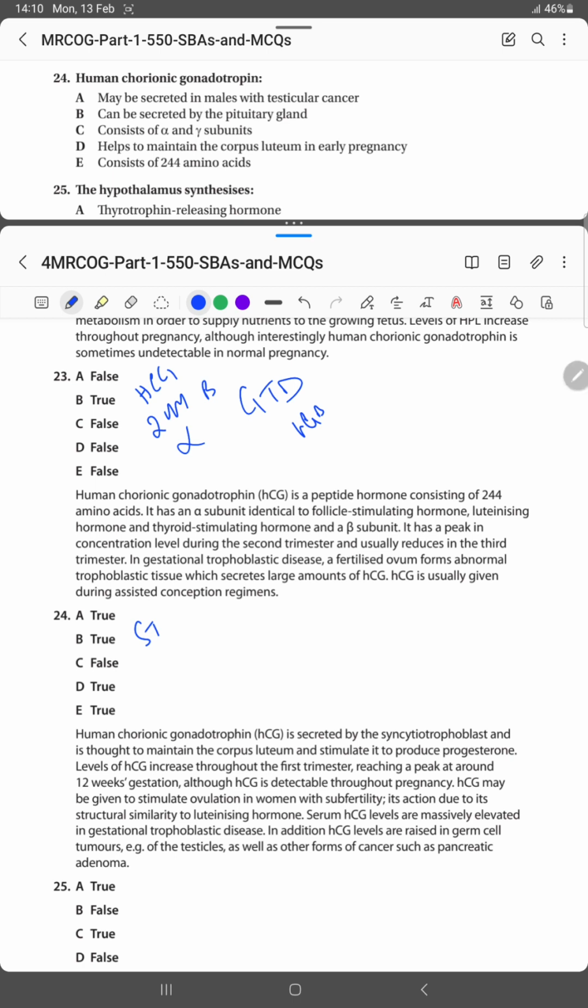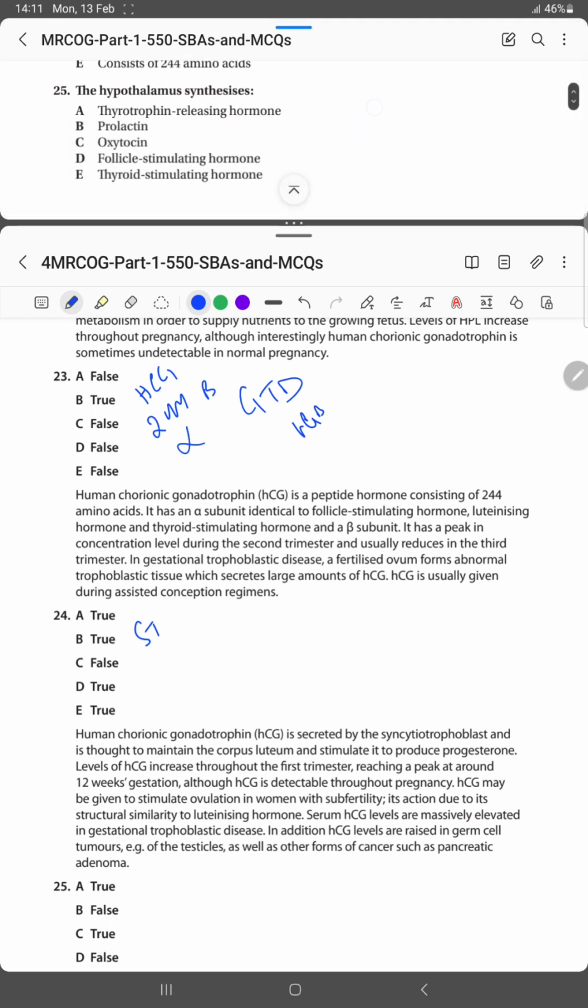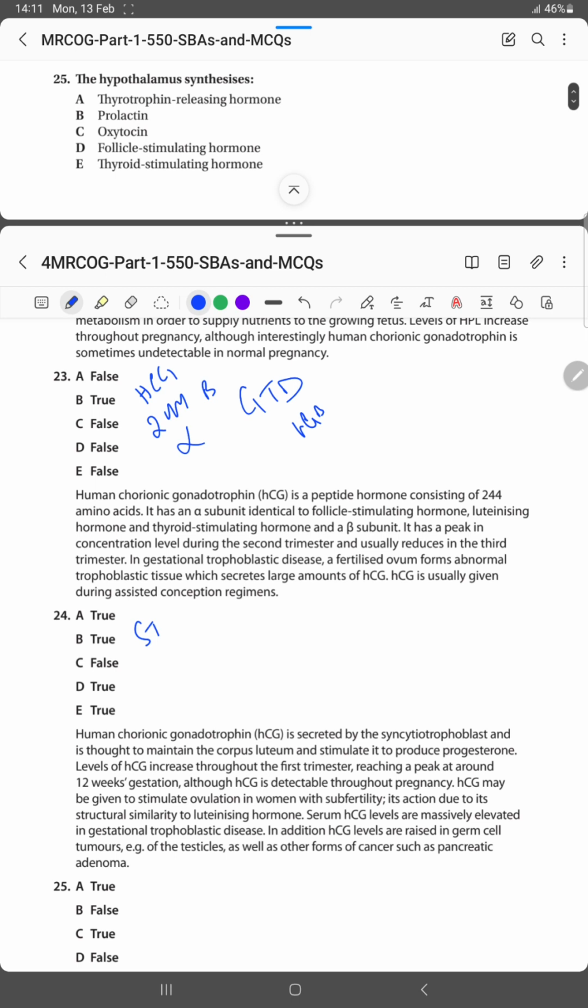Let's see our options. They may be secreted in males with testicular cancer. Yes, that is true. And they can be secreted by the pituitary gland. Yes, that is again true. And they consist of alpha and gamma subunits, that is false, because they have alpha and beta subunits. And they help to maintain the corpus luteum in early pregnancy. Yes, that is true. And they consist of 244 amino acids. Yes, we have discussed this previously. This option is true.